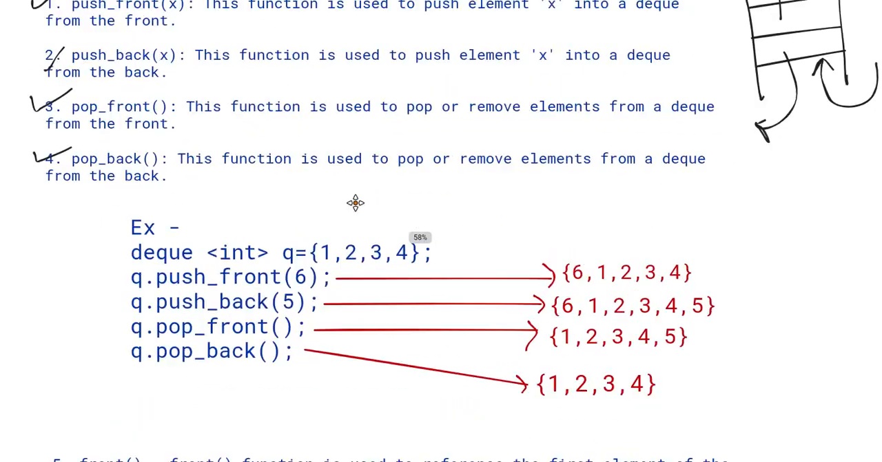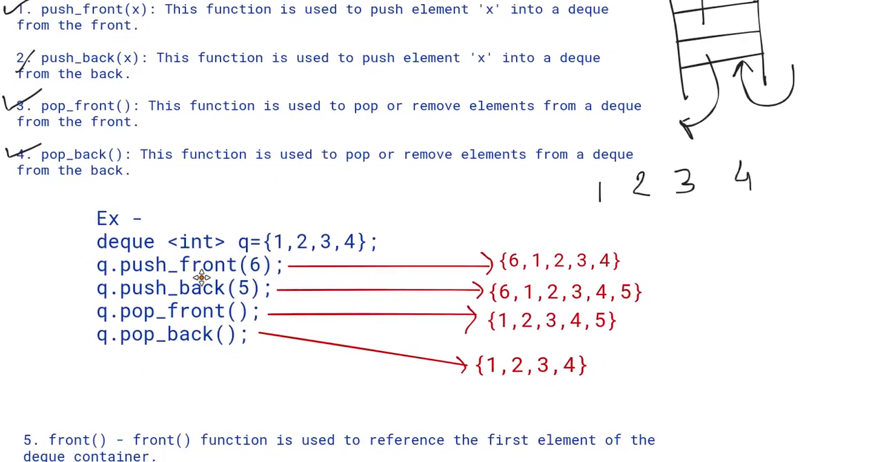Okay, so here is an example. See here, we declared and assigned 1, 2, 3, 4, and we have something like this, right? 1, 2, 3, 4. Then what we did, we did push_front. We pushed 6 at the front. See, this is 6, 1, 2, 3, 4. Here 6 is added, and now we pushed 5 at the back. See, we pushed 5 like this. Now we pop_front, so it will delete the front element. The front element is 6, right? So it will delete 6. Now we have 1, 2, 3, 4, 5. Then we pop_back, so it will delete the last element. See, back to 1, 2, 3, 4.